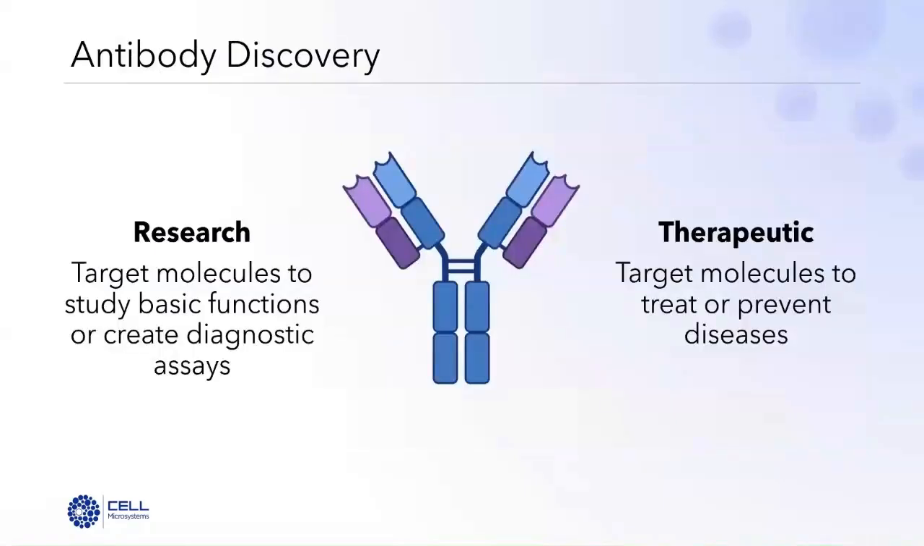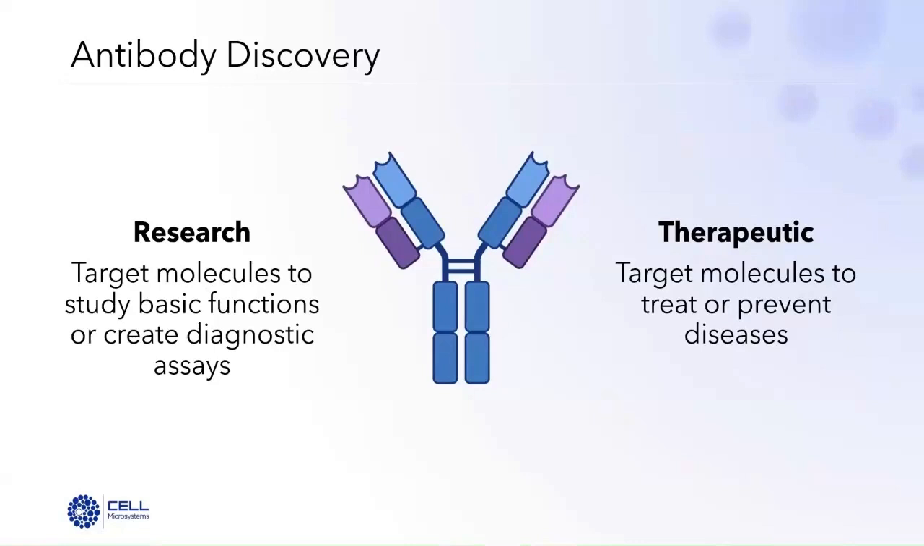I'm sure if you're joining us today, you are very familiar with the role of antibodies in discovery and research, but I thought it would be good to get us all on the same page about some of the definitions. Outside of the immune system, antibodies have taken hold as very useful tools in both the research and the therapeutic space. The class of antibodies that are typically used in research are used for targeting molecules to study basic functions of cells in vitro in a dish, or to create diagnostic or testing assays, for example, such as the COVID-19 test that we're all very familiar with.